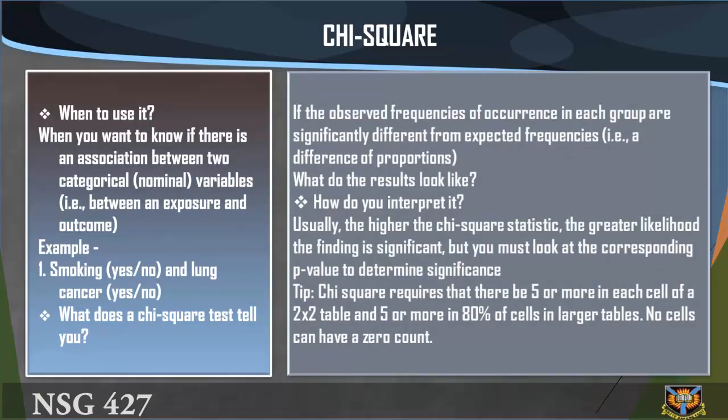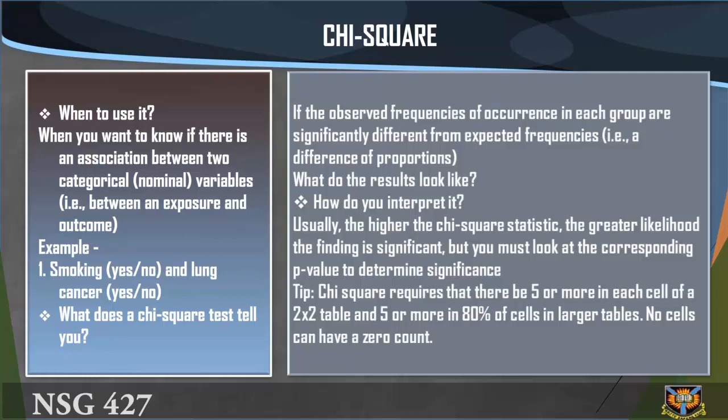Chi-square. When to use it? When you want to know if there is an association between two categorical, that is nominal, variables, that is, between an exposure and outcome. Examples: 1. Smoking, yes or no, and lung cancer, yes or no. 2. Obesity, yes or no, and diabetes, yes or no. What does a chi-square test tell you? If the observed frequencies of occurrence in each group are significantly different from expected frequencies, that is, a difference of proportions. What do the results look like?